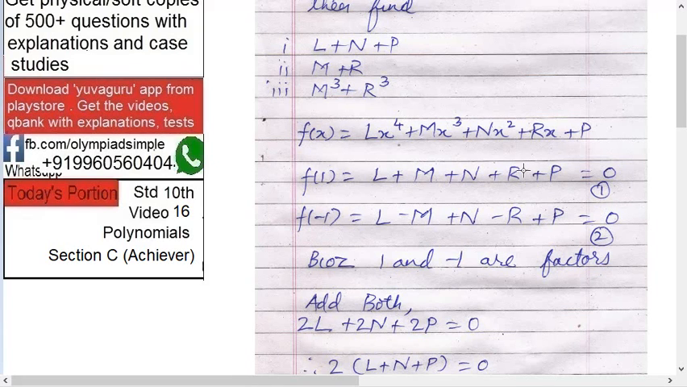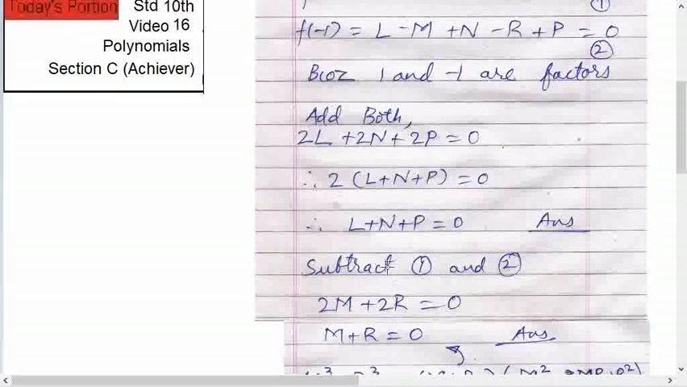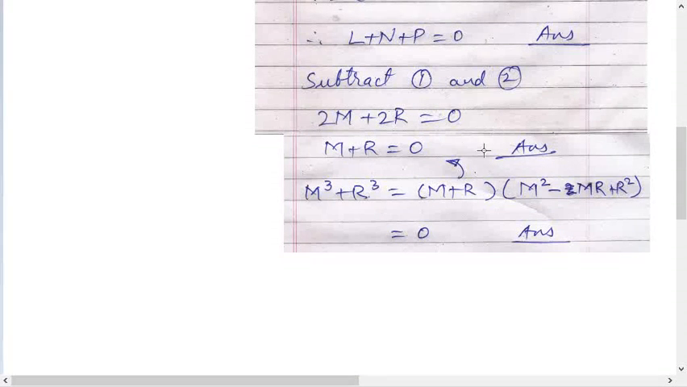2 from each other, then L will go, N will go, P will go. What will remain is M and R, right? So perform 1 minus 2, right? So what you get is 2M plus 2R equals 0, M plus R equals 0, 2 on this side. So that is one answer.